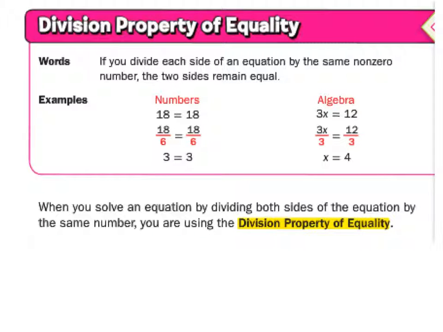The same works when we're using algebra in our variables. If I have 3 times x, I can divide by 3 on the left side and get x, and we can divide 12 by 3 and get 4. So when you solve an equation by dividing both sides of the equation by the same number, you're using the division property of equality.